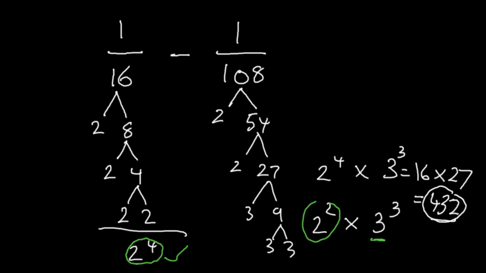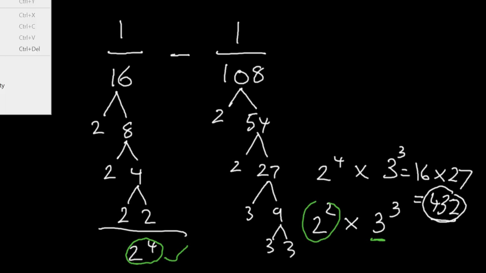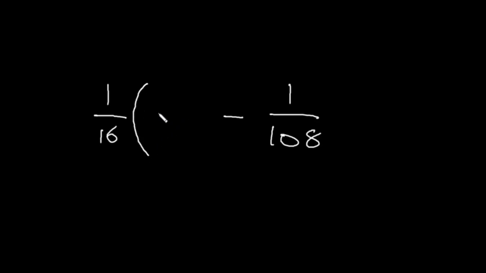Alright, so let's just clear this screen away, so we have more space. So now I'm going to rewrite this as 1 over 16. We'll give a little space. That's going to be 1 over 108. And then we've already selected our lowest common multiple as 432, and so we want to turn this denominator here into 432 and also this into 432.